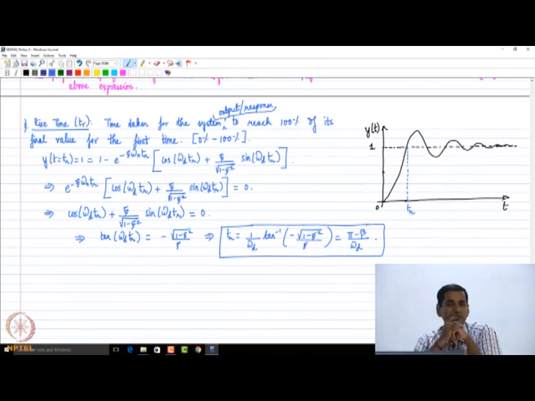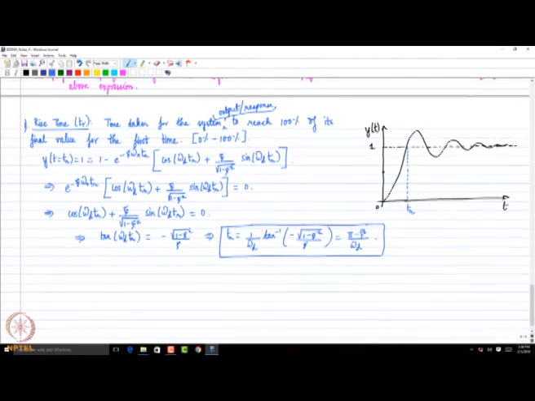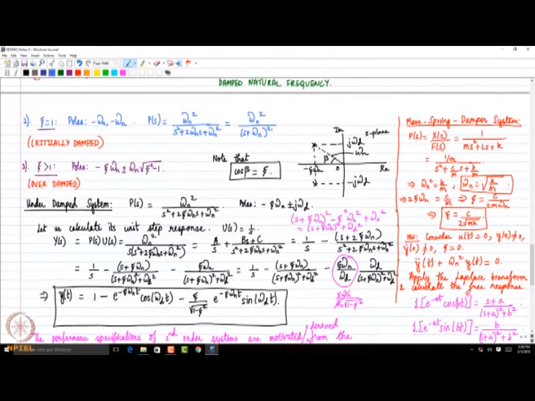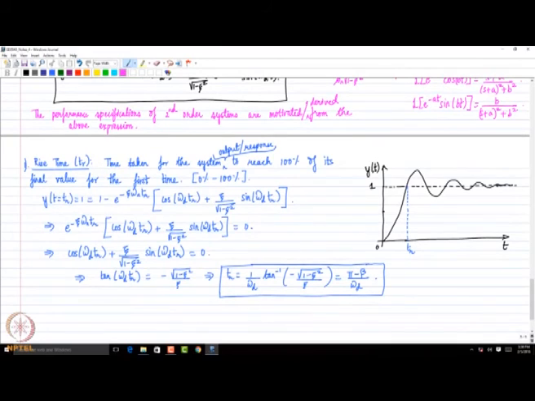How do you think we got pi minus beta? What was cos beta? It was zeta. What is tan beta? Please look at the graph. So beta was this angle, right? Tan beta is opposite by adjacent. Opposite was omega d, adjacent was zeta omega n. So tan beta was omega d divided by zeta omega n. So this is nothing but square root of 1 minus zeta squared divided by zeta. Correct? But then I have a minus. So that's why we got pi minus beta.